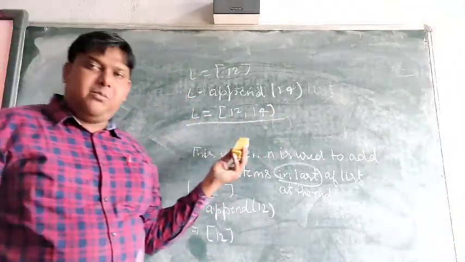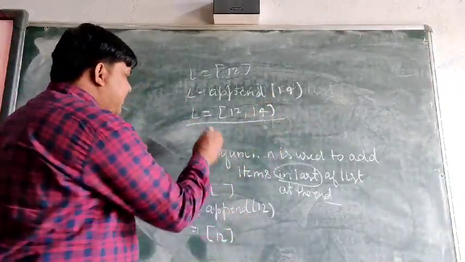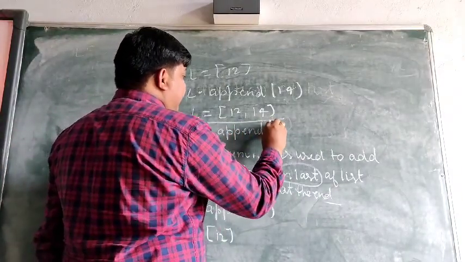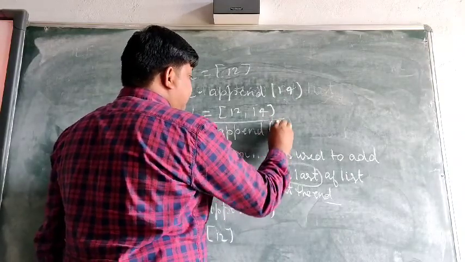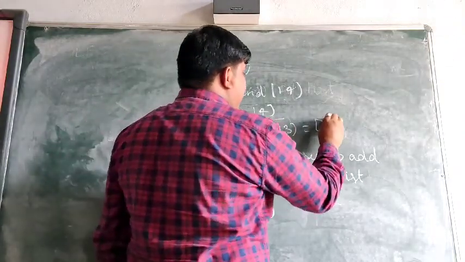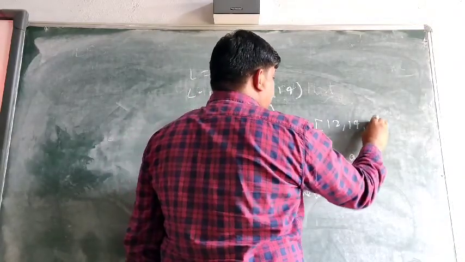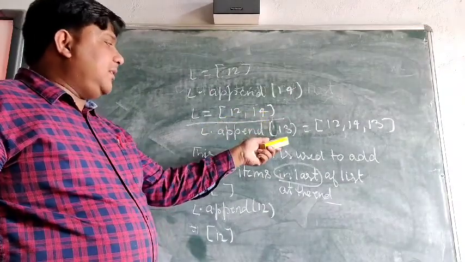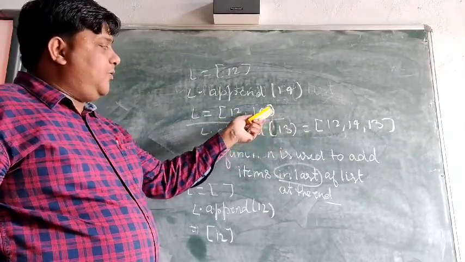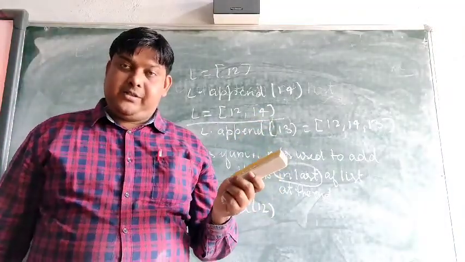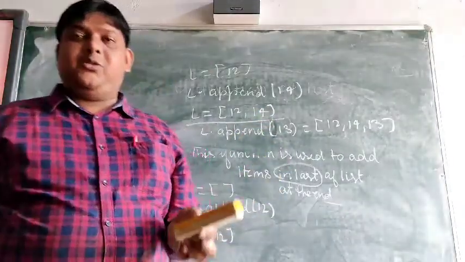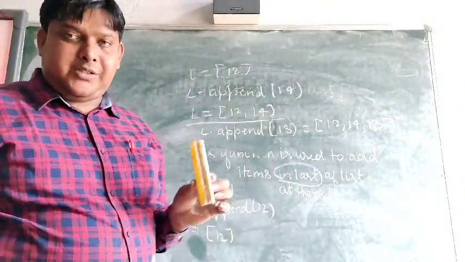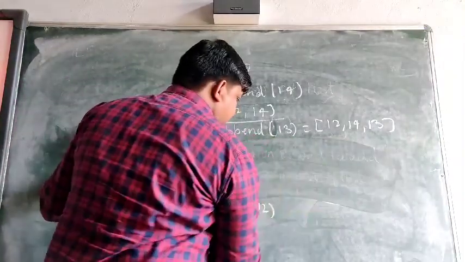If you are adding some more items, suppose you have written here L dot append 13. So what will be the list? The list will become 12, 14, 13. Previously the list was 12, 14. When the 13 is added, the 13 will take place after the 14. That is called the end of the list. So what is the use of the append function? It is used to add the value at the end of the list.